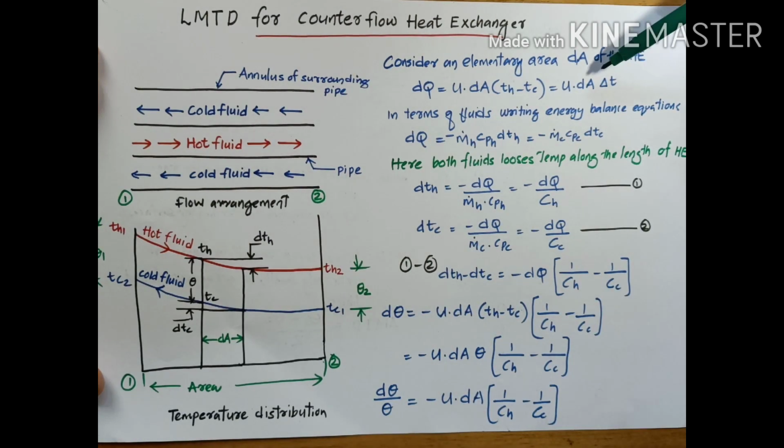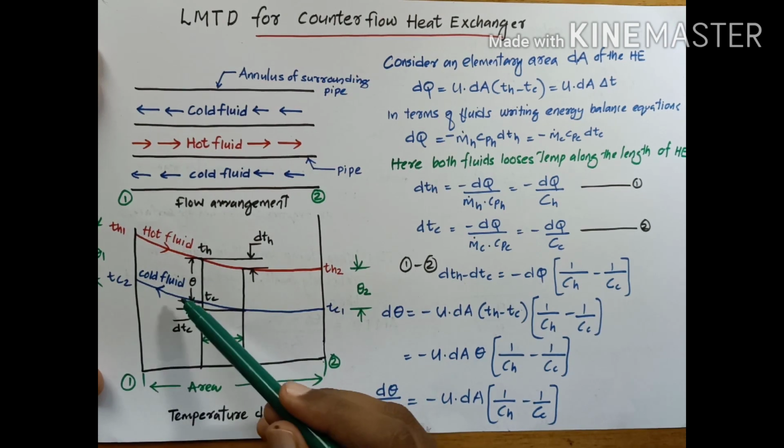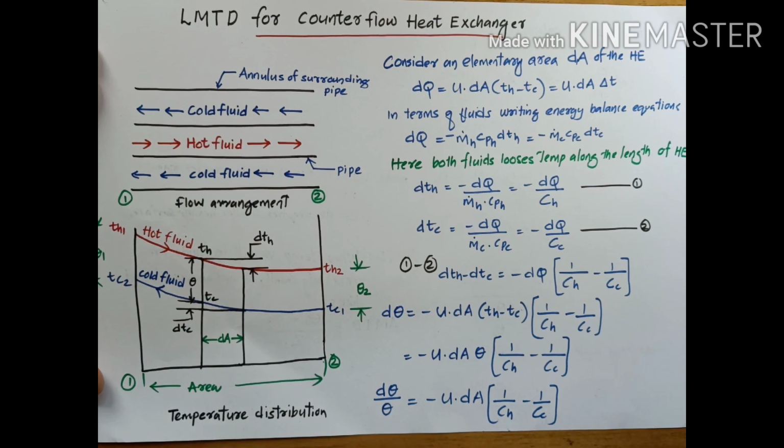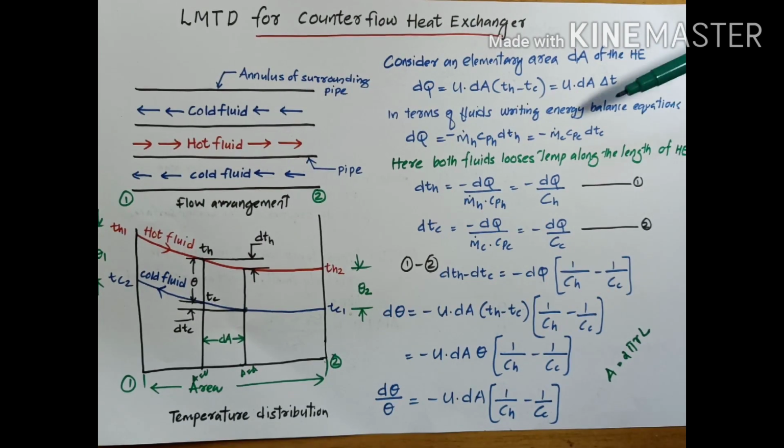We can simply write it as U into dA into delta T, where U is called the overall heat transfer coefficient, dA is the elementary area, and delta T is the temperature difference. Okay. The delta T can be found from the graph, that is theta, Th minus Tc, at the entering region. We can apply the same equation to the cold fluid also, where m dot c and Cpc are the parameters for the cold fluid.